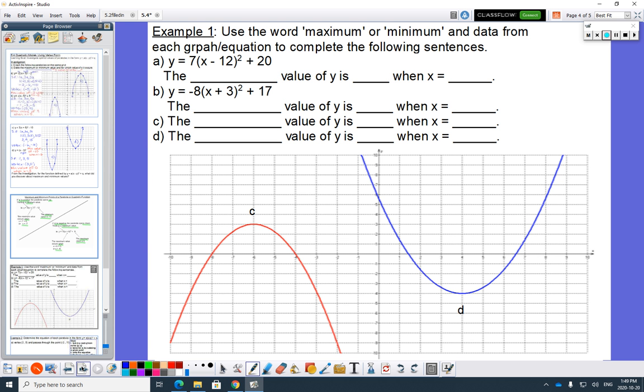So here, is this parabola opening up or down? Yep, because it's positive. Okay, so opens up, so it's a minimum. Or you can just write min, that's fine. The minimum value of Y is 20. The Y value is just straight up, right? Up is positive, down is negative. But then the X value, even though it looks like negative 12, it's opposite. It's positive 12.